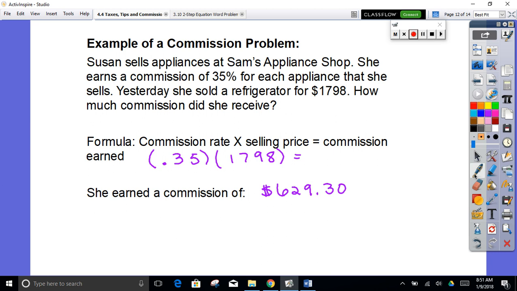The only time you have to add something on is if sometimes you'll have problems where somebody earns a base salary. So maybe you have a car salesman who earns $20,000 a year as a base salary. He also earns commission on the cars he sells. So if you were to figure out how much he made in a year, you might have to add together his base salary plus the amount he made in commissions. But the problems that we're doing today, you don't have to do that with commission. All right, one more for you to try. This is our last one.